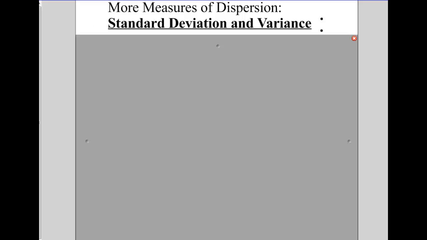In this recording, we're going to continue to look at measures of dispersion, in other words, how spread out the data are. We're going to look at a couple more sophisticated tools, standard deviation and variance. Here's the reason for those tools.